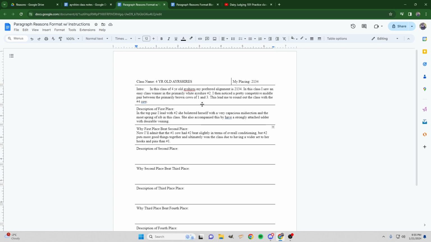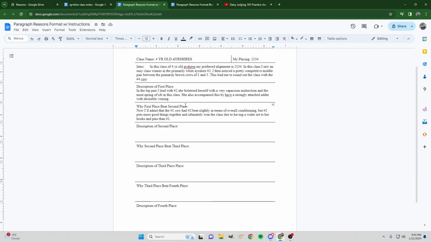Now, I'll admit that the number 1 cow had number 2 beat slightly in terms of overall conditioning, but number 2 puts more good things together and ultimately won the class due to having a wider set to her hooks and pins than number 1. And you can see that sounded very good. That was only about a third of our class.